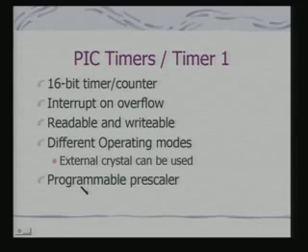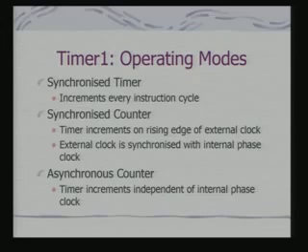Then we have another timer. Now this is timer 1. This is a 16-bit timer. This 16-bit timer counter can also generate interrupts on overflow, just like the other timer, and is readable and writable. It has a programmable prescaler, but what is interesting is that it can operate in different operating modes. It can operate as a synchronized timer, it can operate as a synchronized counter, it can operate as an asynchronous counter. Now there is a basic difference between them, and these differences are interesting.